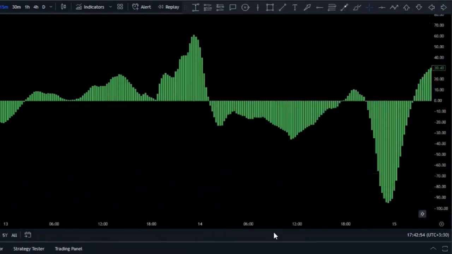Now, if a buy signal coincides with a positive histogram, the long signal gets the thumbs up. Conversely, if a sell signal aligns with a negative histogram, the short signal gets the green light.